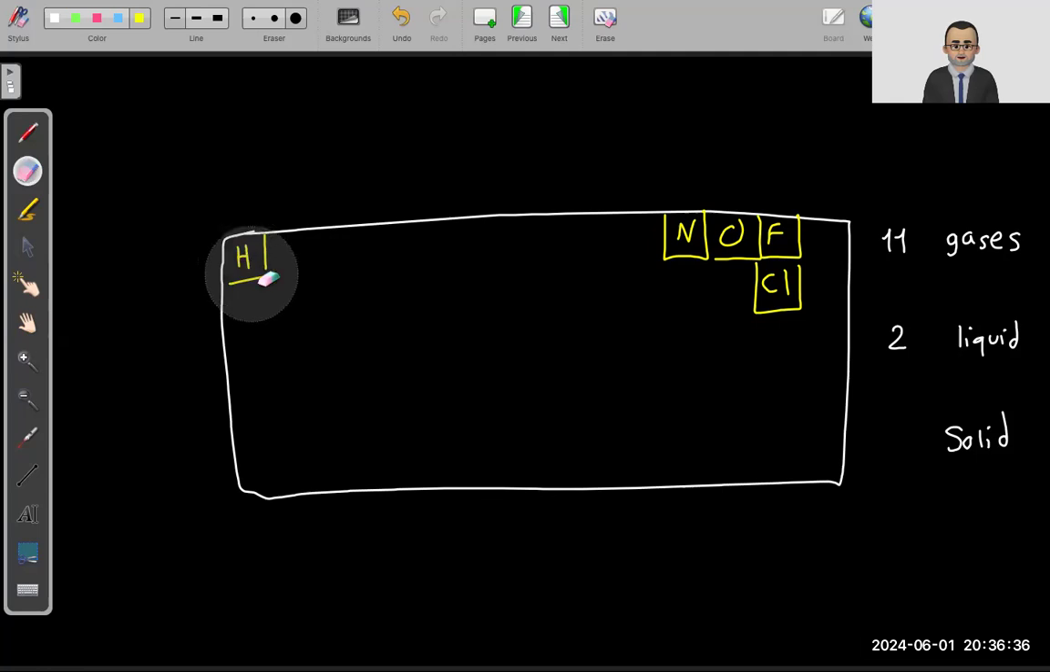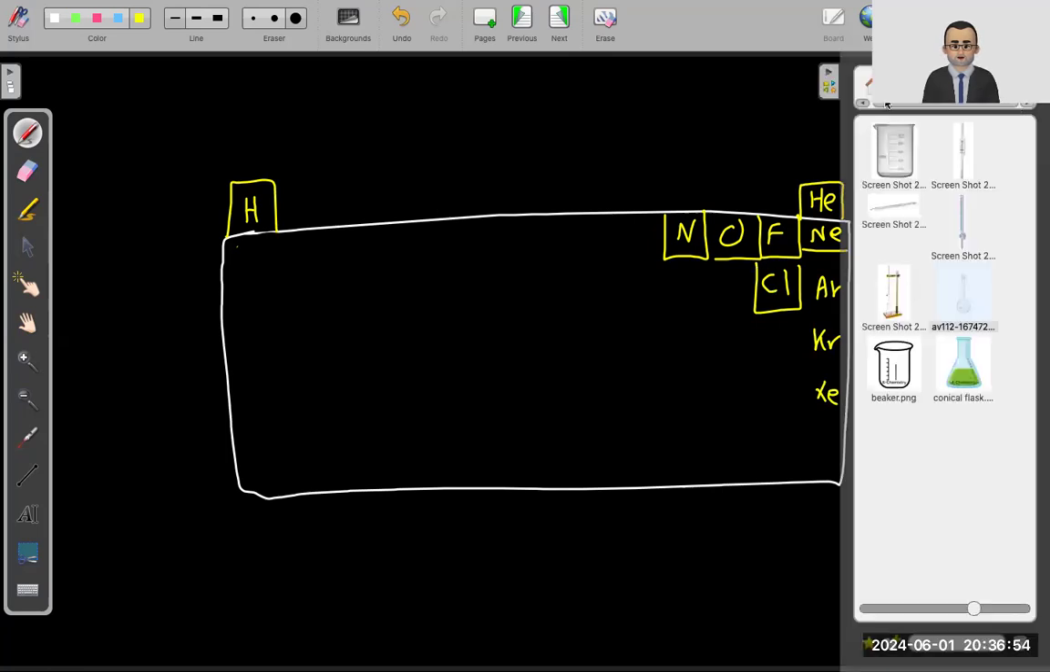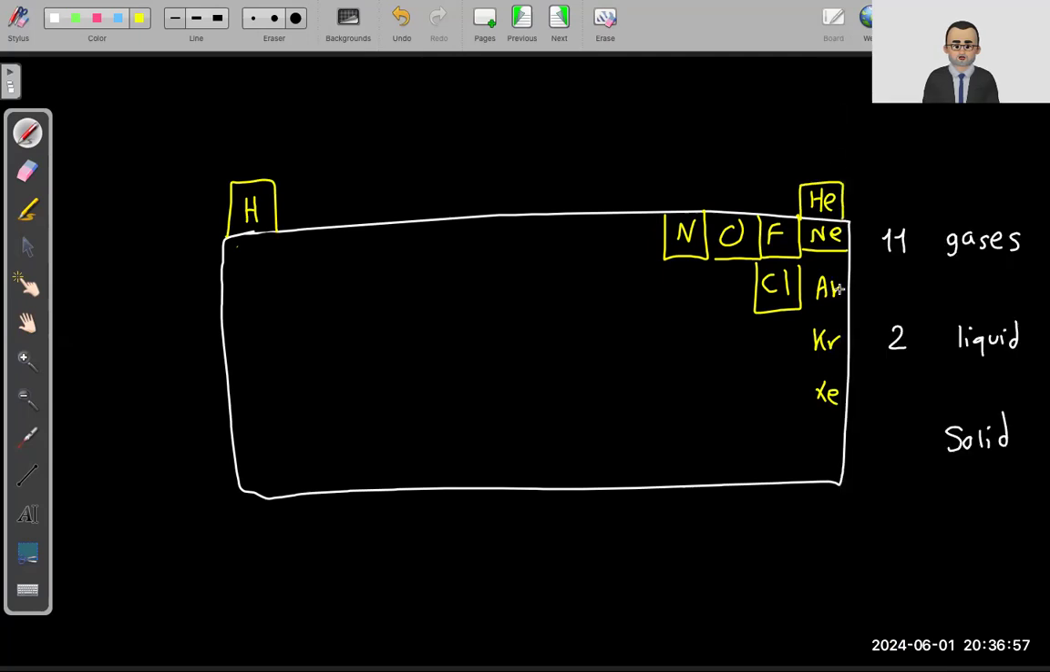So this one should not be here. Make it a little bit up here. So I also know that helium is a gas, neon is a gas, and all the noble gases: argon, krypton, xenon, and radon. So all the noble gases, these are 1, 2, 3, 4, 5, 6, and then nitrogen, oxygen, fluorine, chlorine, and hydrogen. The ones that I drew in yellow are the ones that are gases at room temperature.